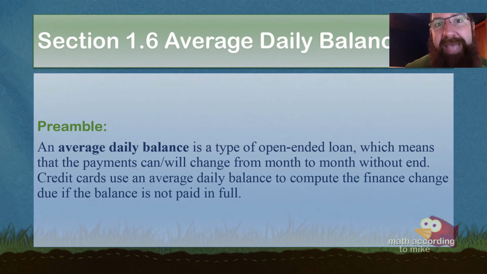Section 1.6, average daily balance. We start off with basically a discussion of what's going on there. An average daily balance is related to an open-ended loan, so like your credit cards, for example. And with your credit cards, depending on how much you charge that month, affects the payment necessary.